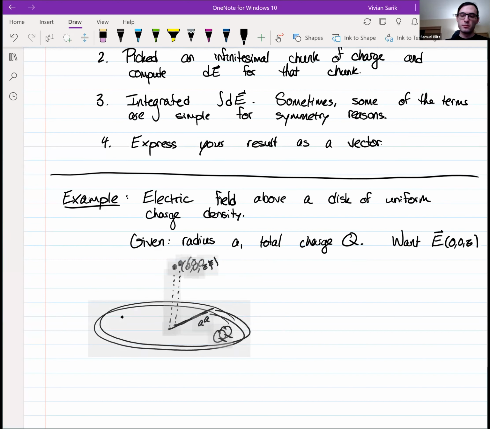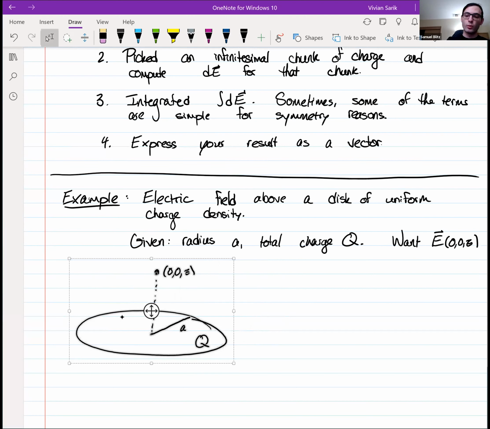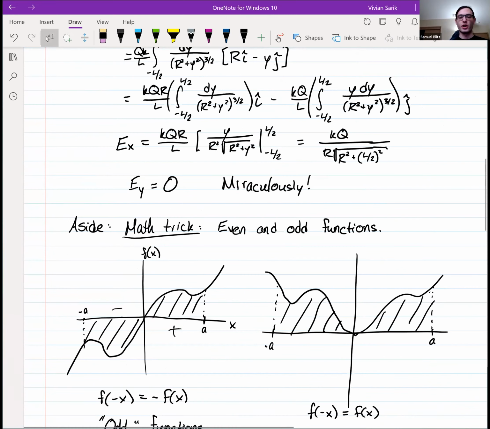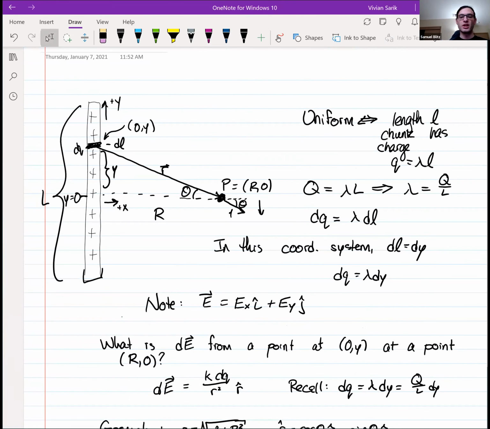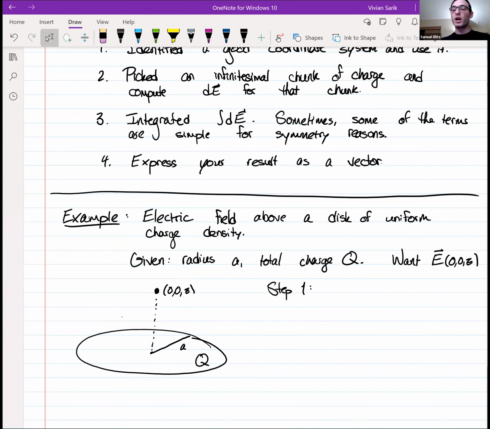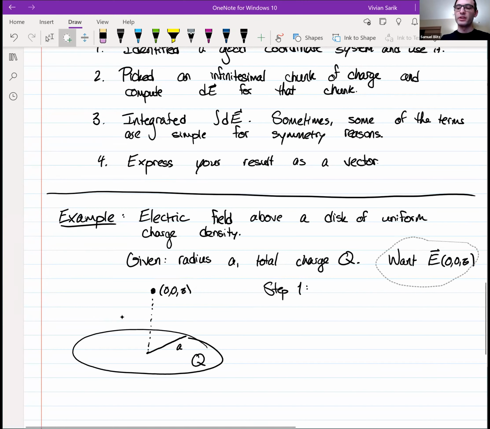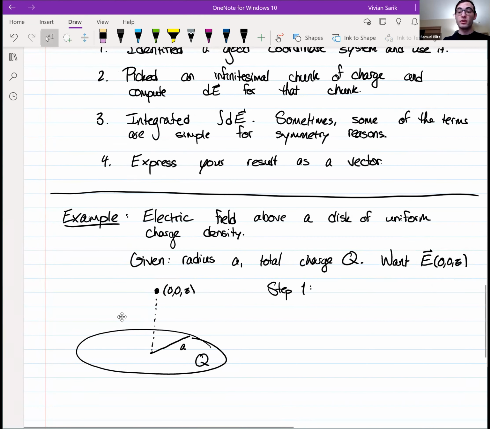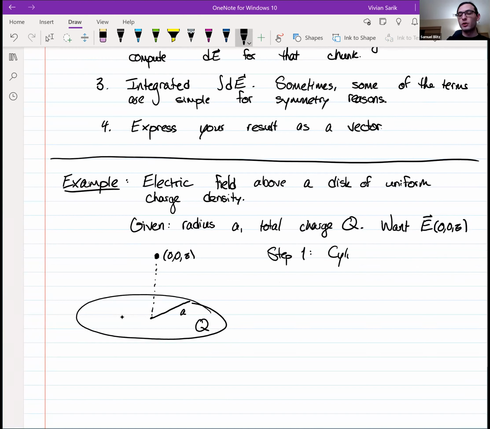Right, so step one, find a coordinate system. Here we have a different symmetry. In this case, there's a fairly obvious symmetry that we should worry about: cylindrical coordinates. We want the electric field at 0, 0, Z. You can use any choice, but the best choice would be cylindrical coordinates, because you have polar coordinates along the plane, and then you just have vertical, normal Cartesian coordinates.